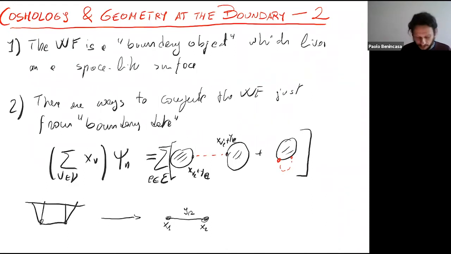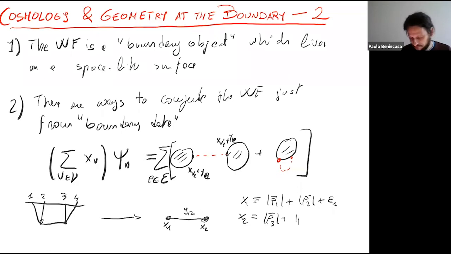Namely, in this specific case, if this is state 1, state 2, state 3, state 4, x1 will be modulus of p1 plus modulus of p2, or if you want, you can shift it also by the energies related to the coupling constant at that vertex. x2 is given by modulus of p3 plus modulus of p4 plus epsilon 2, and y12 will be modulus of p1 plus modulus of p2.